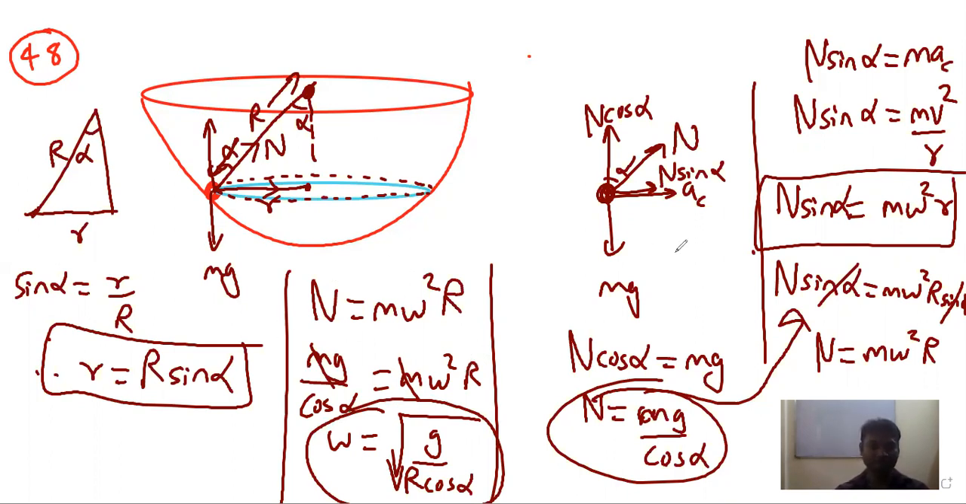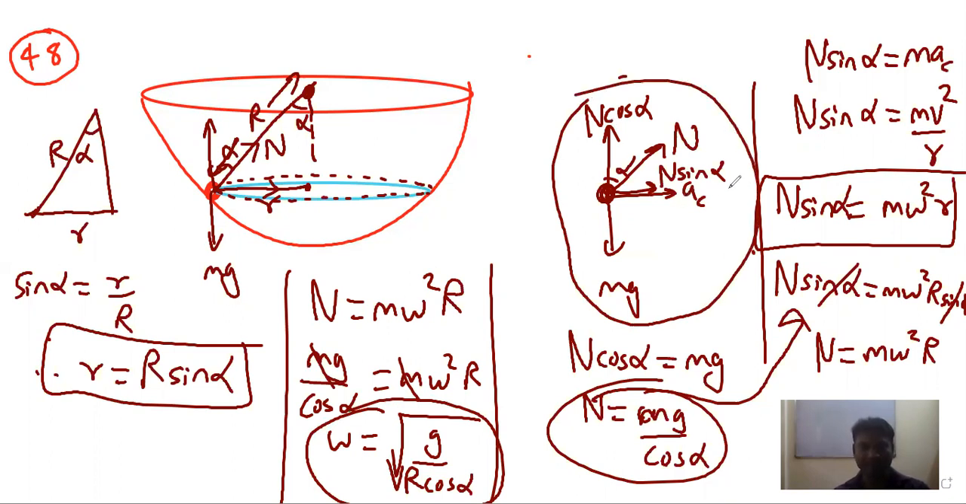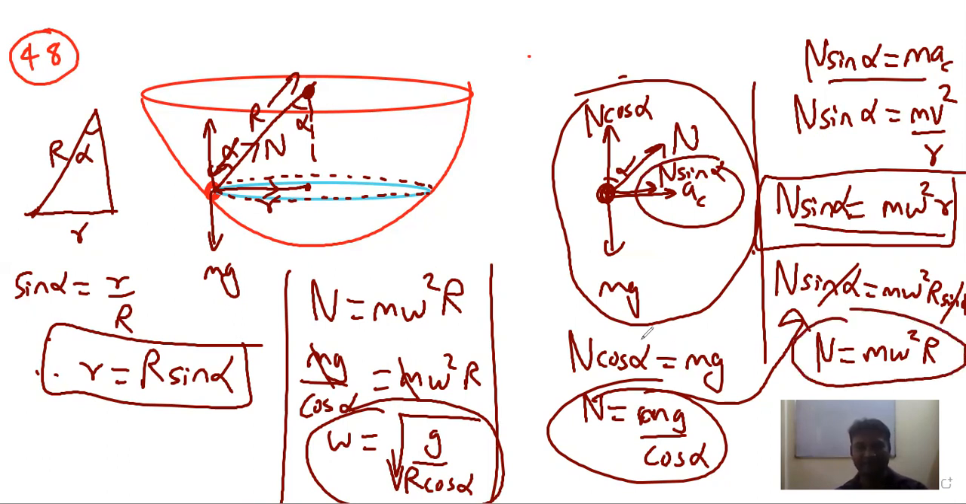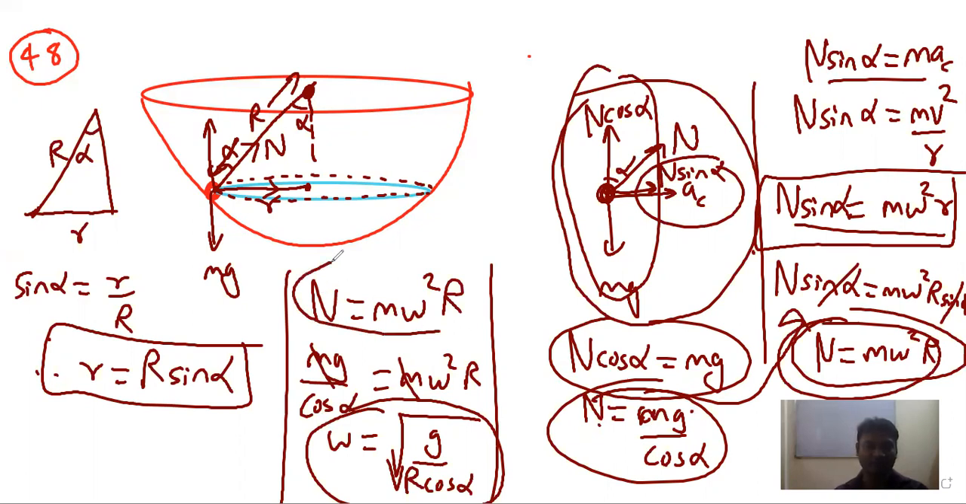So what did we do? We first of all made this free body diagram. And in this case, we have N sin alpha along center, so centripetal acceleration. So N sin alpha is mass into centripetal acceleration, which is m into omega square r. So from that, I can find the value of N. But by vertical force balance, I have N cos alpha is mg. I substitute the value of N as mg upon cos alpha in this equation. So N is omega square r, N I substitute as mg upon cos alpha and get the value of omega easily.